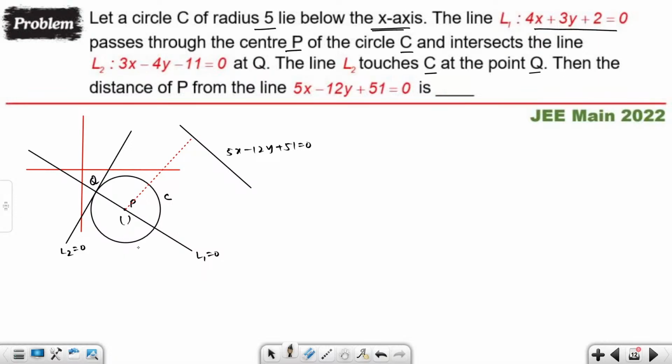Okay. So now how to find out the center of the circle? To get the coordinate of Q, let me solve these two equations. The two equations are this one, and L2 is this one. Okay. So now let me solve it very quickly.